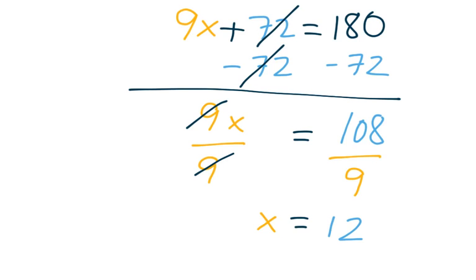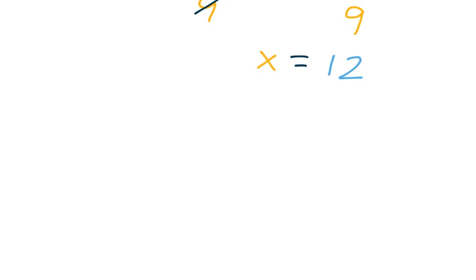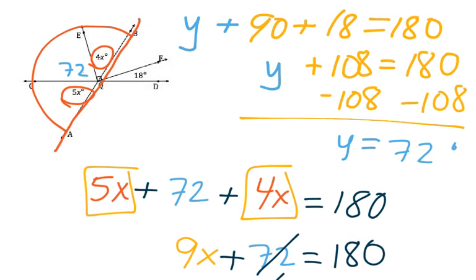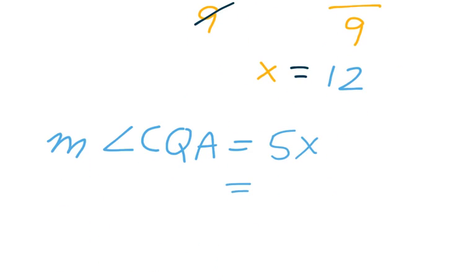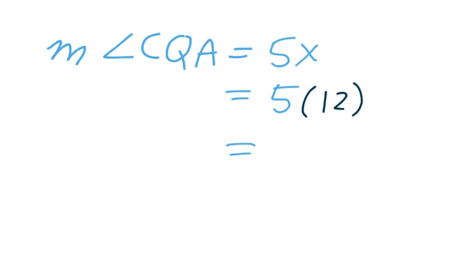Now that I find what x is equal to, I can use that. I was looking first for the measure of angle CQA. The measure of angle CQA is defined, if we go back to our diagram, is this angle here, which is defined as 5x. Now that I know what x is equal to, I can substitute 12 for x, and then I can multiply. 5 times 12 is 60. So the measure of angle CQA is 60 degrees.